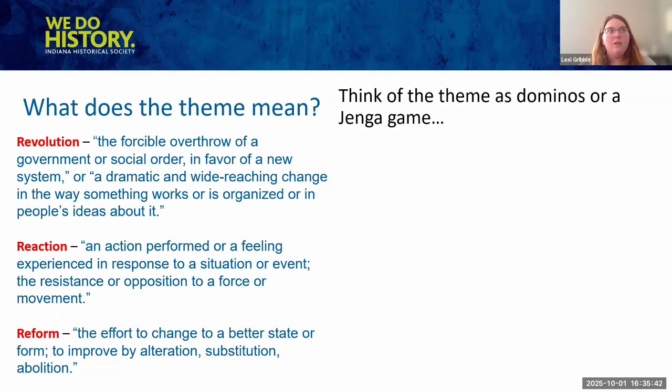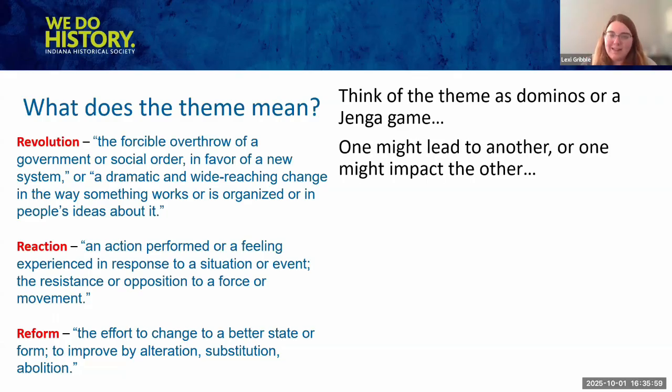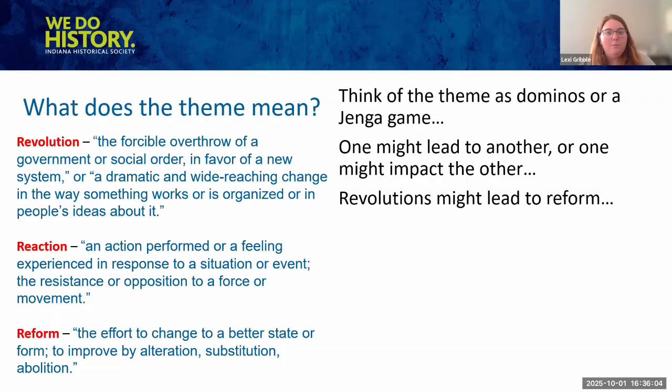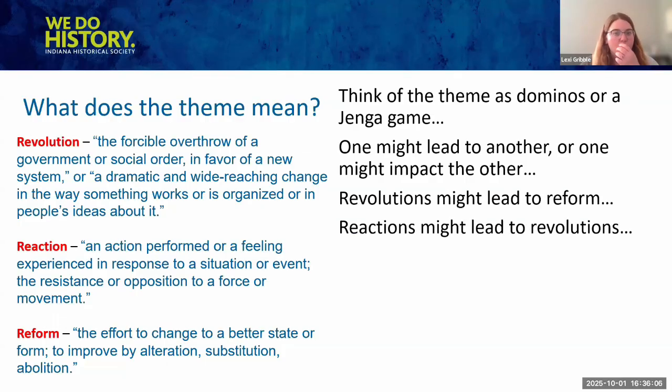So that's why when thinking about how to approach this with teachers and students, I thought of it like dominoes or like Jenga, right? Dominoes, one domino falls, the rest fall. Or a Jenga game, you pull one block out of the tower, it could cause the rest of the tower to fall. One might lead to another, or one might impact the other. So revolutions could lead to reform, or reactions could lead to revolutions.